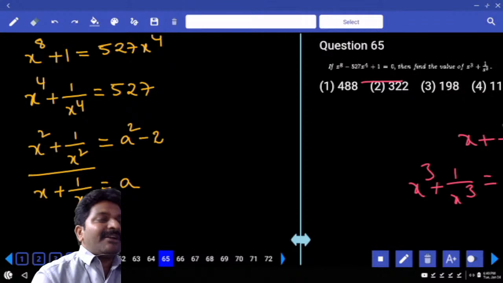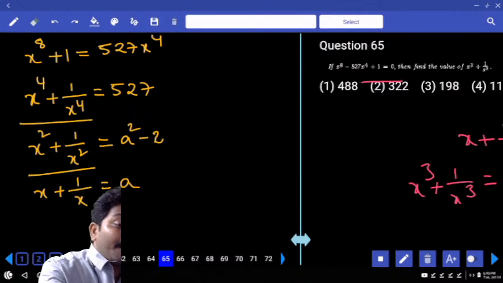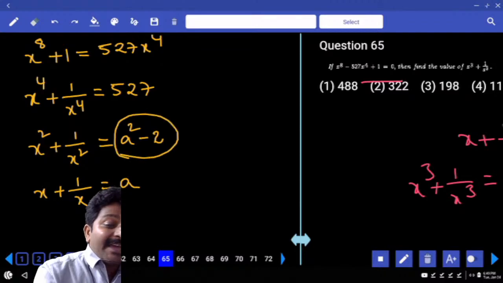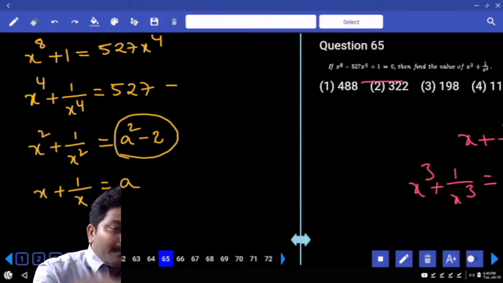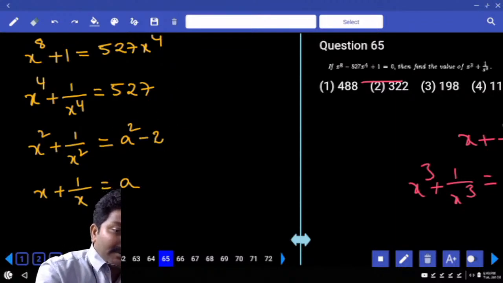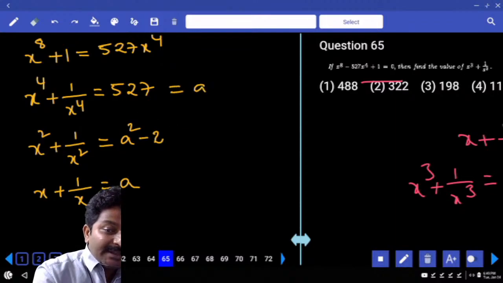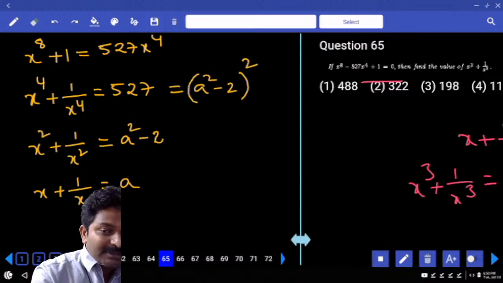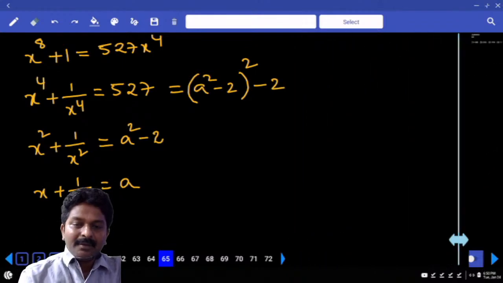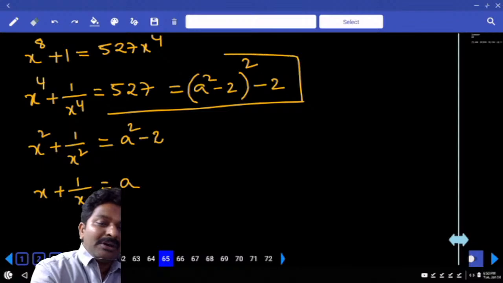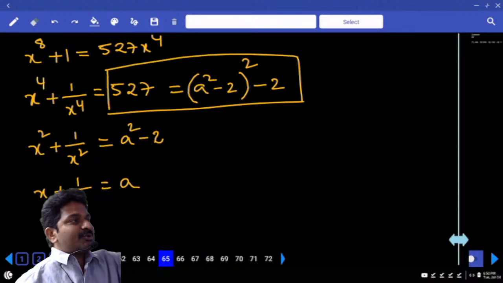If you know x square plus 1 by x square, how do you get x power 4 plus 1 by x power 4? If this is k, this is going to be k square minus 2 only. Come on. So, this is a square minus 2 whole square minus 2. Correct? Observe only this. Minus 2 goes to the other side.